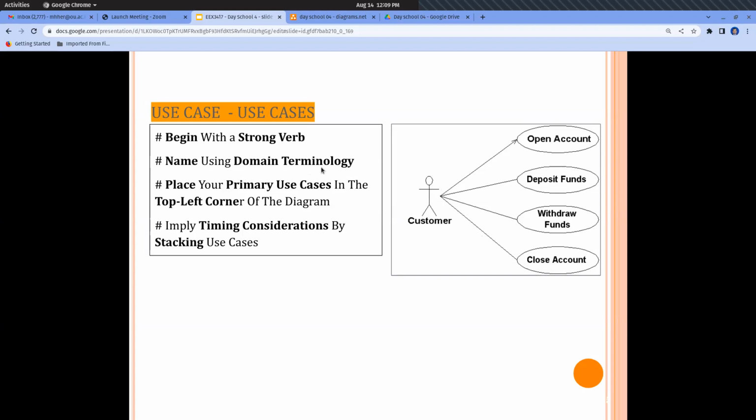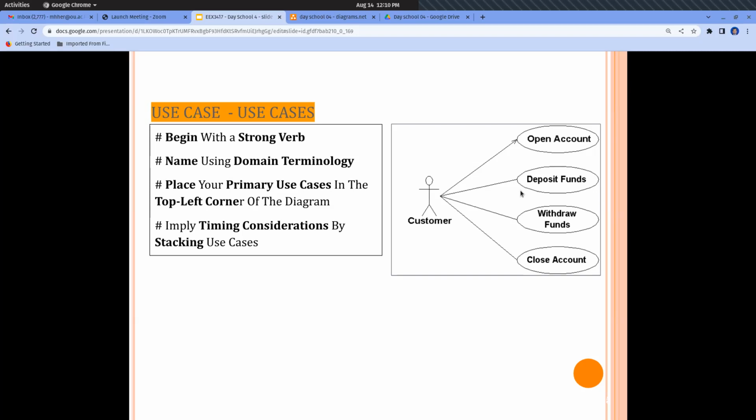Name using domain terminology. The domain terminology here is related to the bank. You don't write open A, open B like that. Domain means if the company is a bank, then write terms relevant to that type of company, that bank.